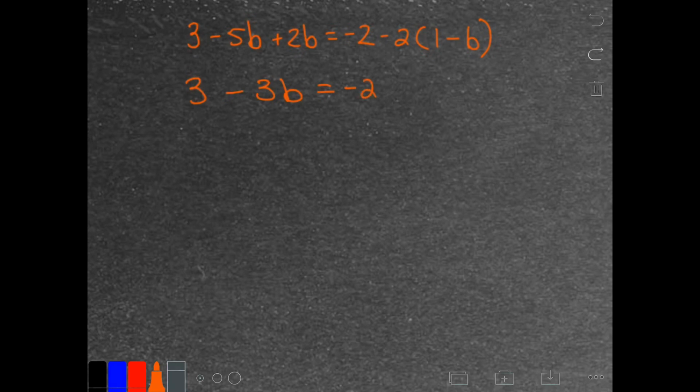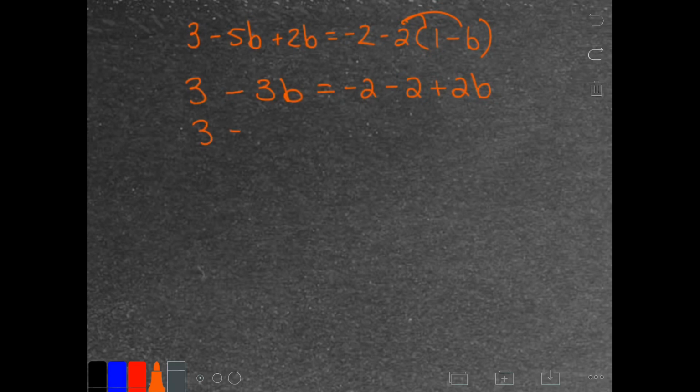And on the right-hand side, I need to distribute that second negative 2. So I'm going to rewrite the first negative 2. Then I need to distribute negative 2 times 1. That's going to give me negative 2. And negative 2 times negative b is a positive 2b. All right. On the right-hand side, I still have a little bit more that I can simplify before I'm going to start collecting variables to one side.